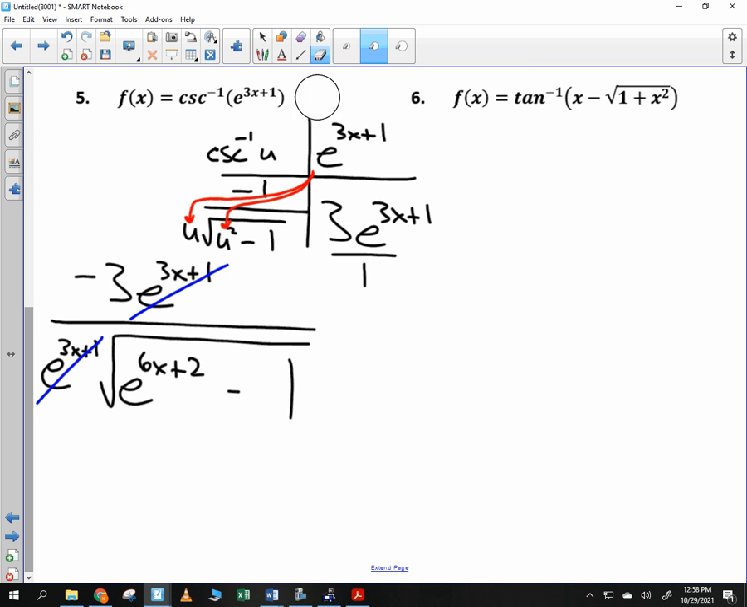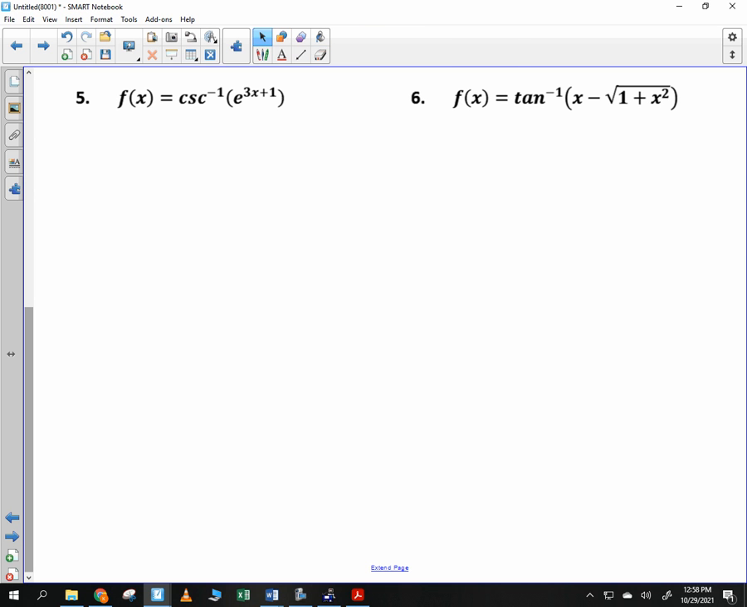Okay, last one, number 6. How does it look? Bad? I agree. It looks horrible. But I really don't think it's going to be that bad. I think it's actually going to work out pretty cool. And I like tangent inverse. That's a nice one. Because what's the derivative of tangent inverse? 1 over 1 plus x squared, right? Like, I think that actually works out quite nice. What rule do you think we use? Chain. Let's set it up.